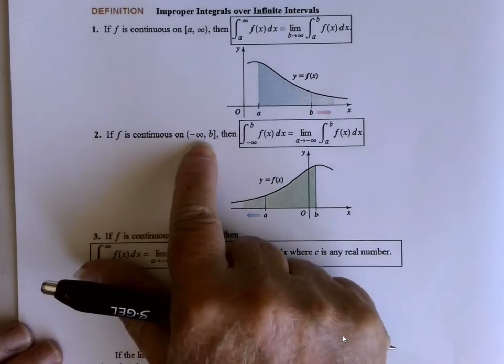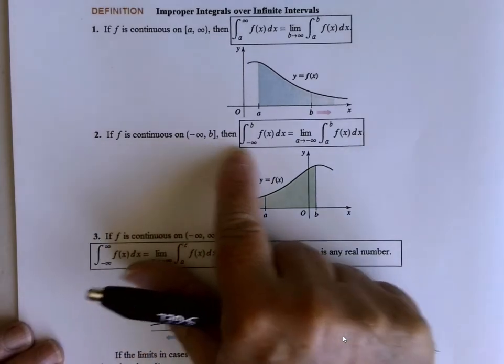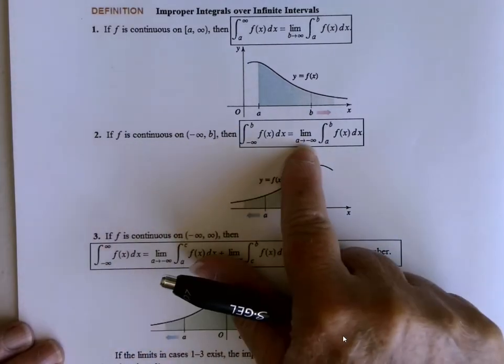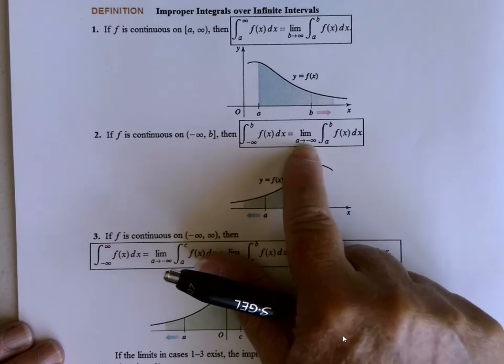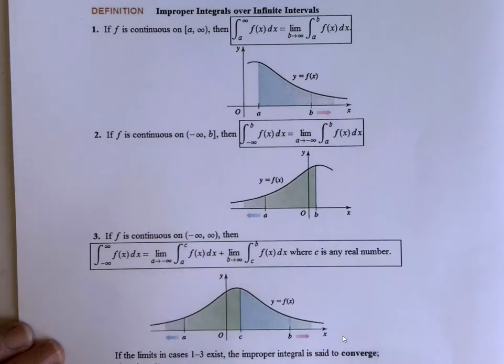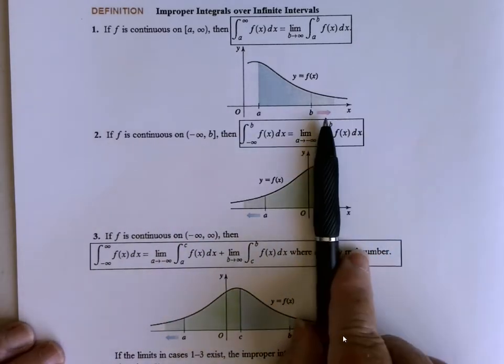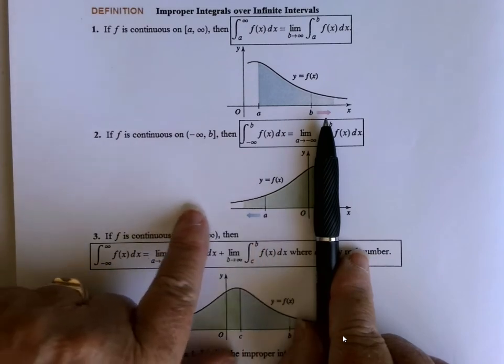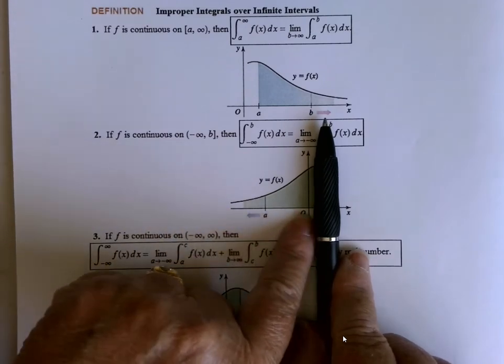Opposite over here, if my interval is negative infinity to b, then I'm going to have to replace the negative infinity with a constant we'll call a and take the limit as a goes to negative infinity. Here we're looking at the area under the curve, all the way from negative infinity coming up to b.